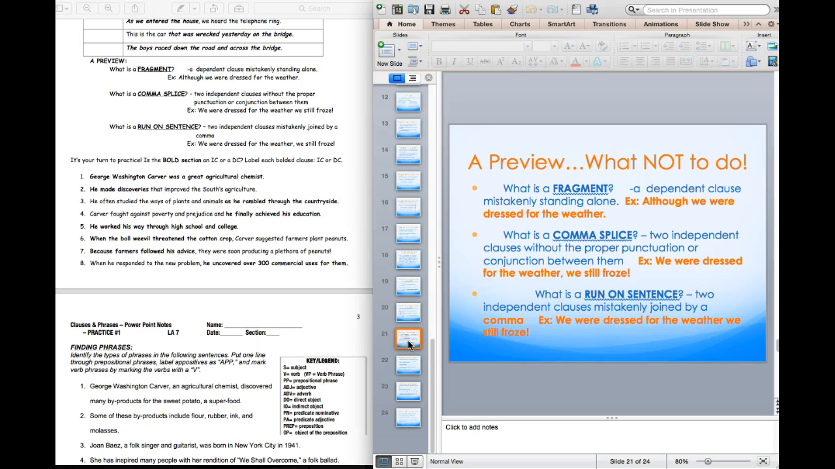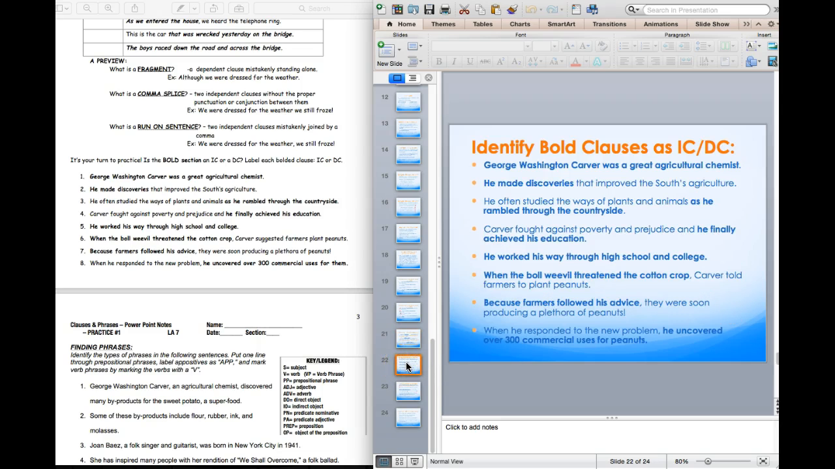We were dressed for the weather, we still froze. There needs to be some punctuation between "weather" and "we." Now, if you just put a comma in between "weather" and "we," you're just creating a different error, a comma splice. So we do want to learn the correct way to correct these sentences, but we're not going to do that in this PowerPoint just yet.